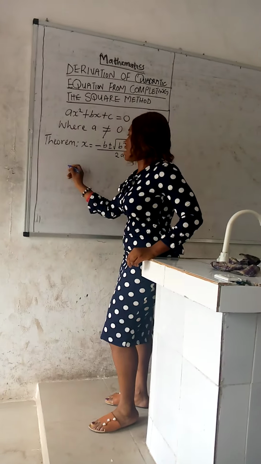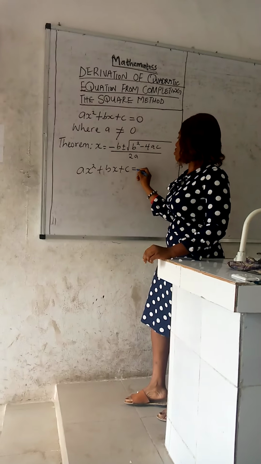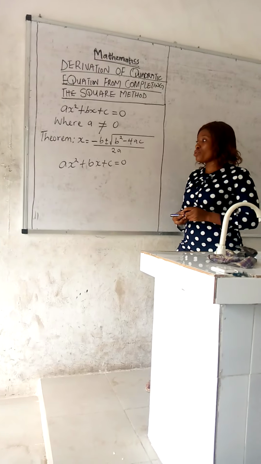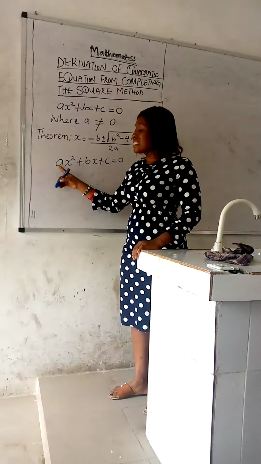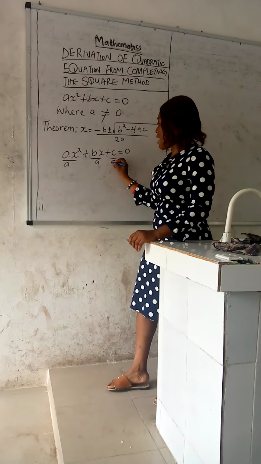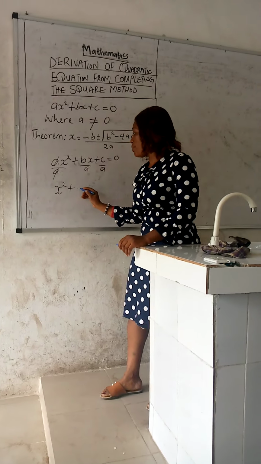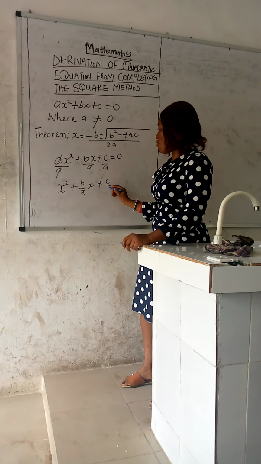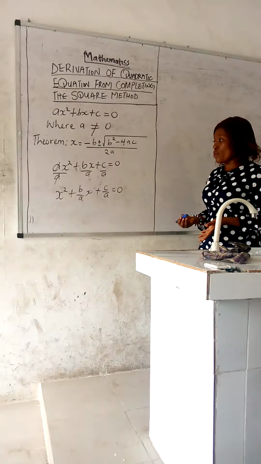So for us to solve this, we say ax squared plus bx plus c is equal to 0. Now you divide through by the coefficient of x squared, and the coefficient of x squared is a. So we are going to divide through by a. When a cancels a, we are having x squared plus b over a x plus c over a is equal to 0.